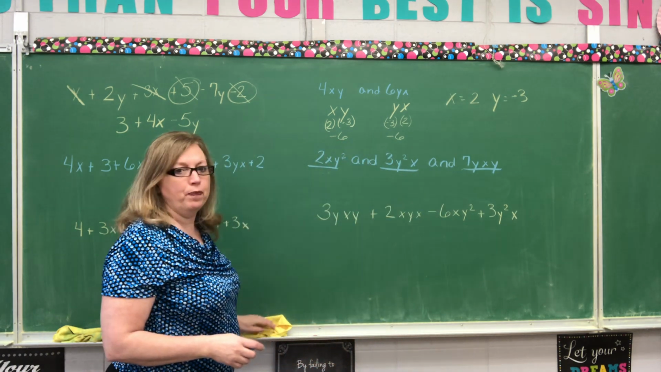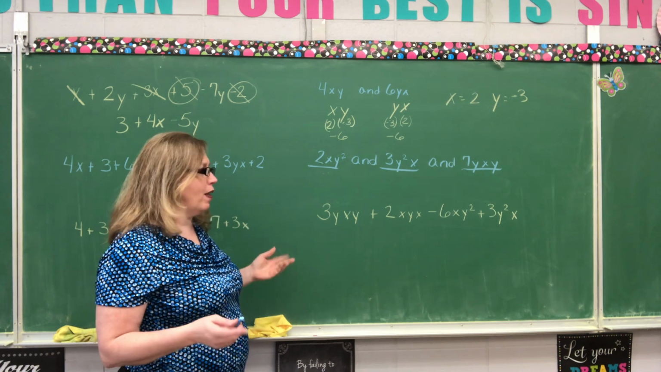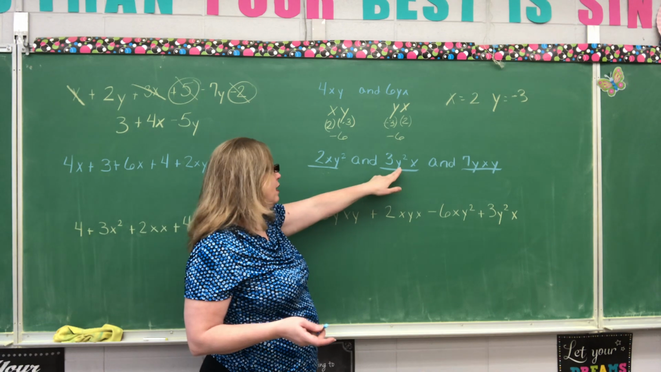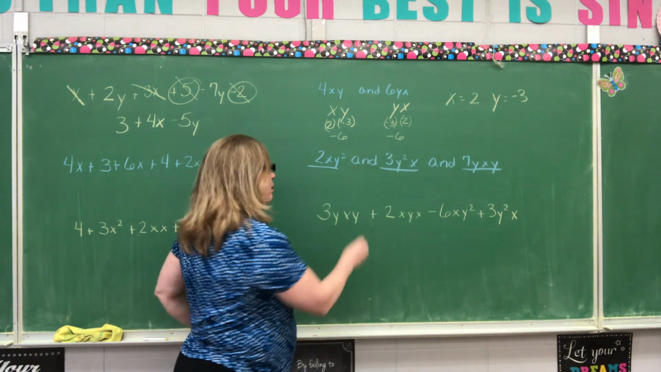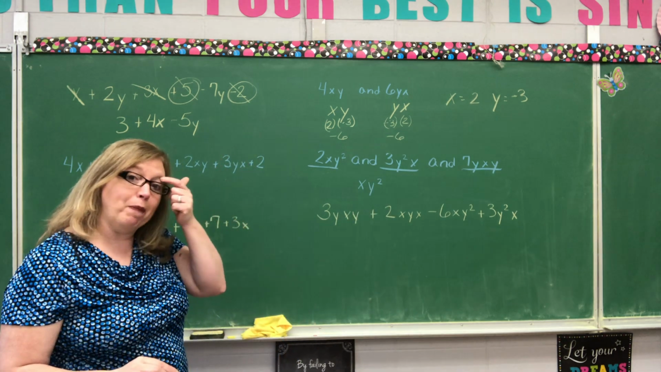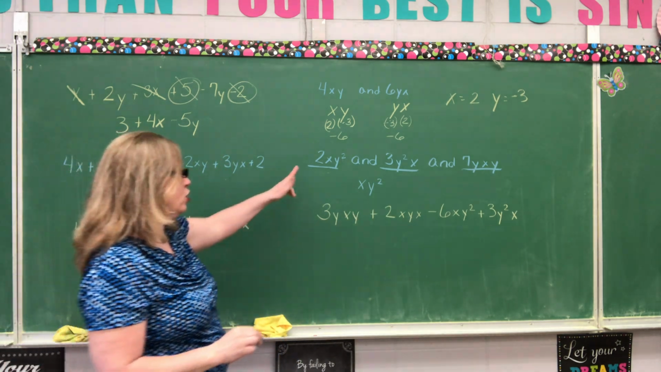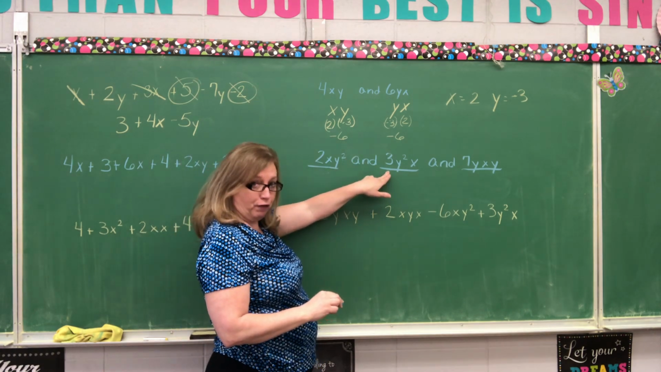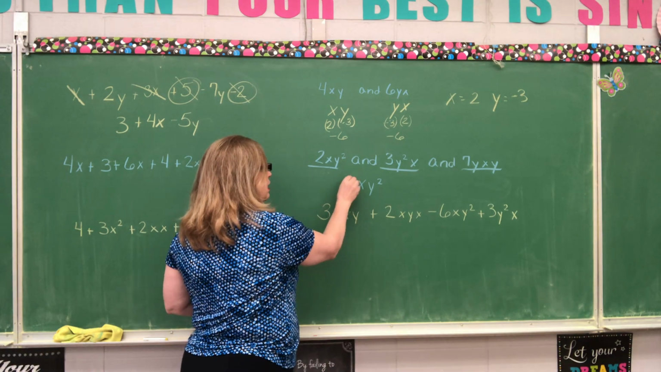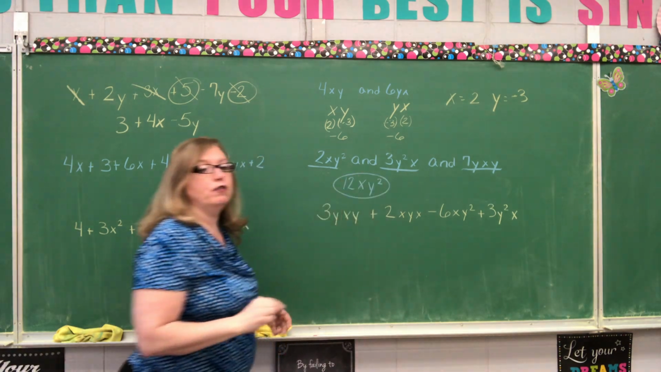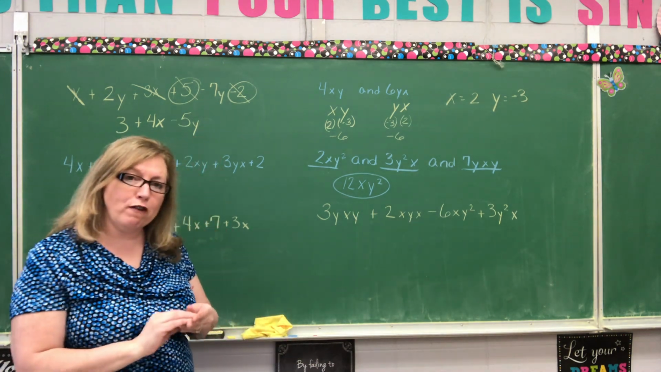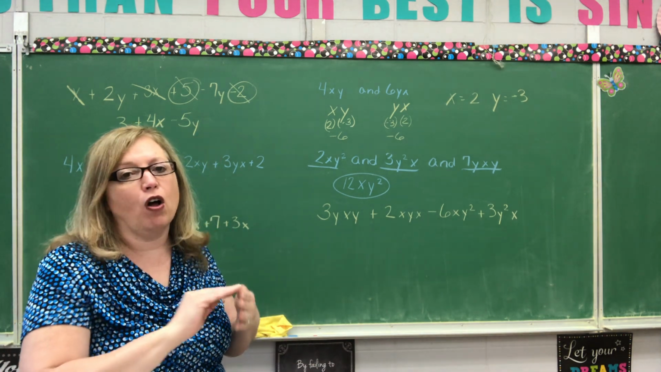All I need to do is decide which way I'm going to write it. Well, I'm going to write it this way: xy squared, because each of these means xy squared. Now, I'm going to go back and add my coefficients. 2 plus 3 is 5, plus 7 is 12. So this equals 12xy squared.